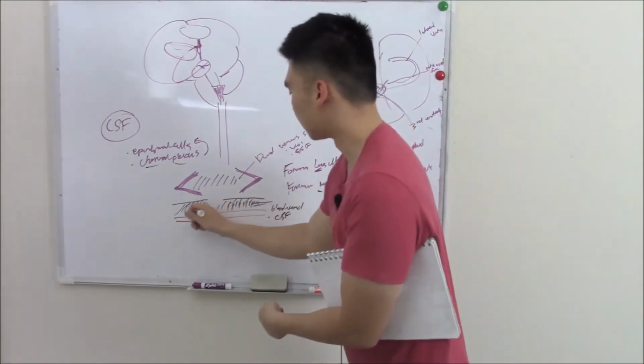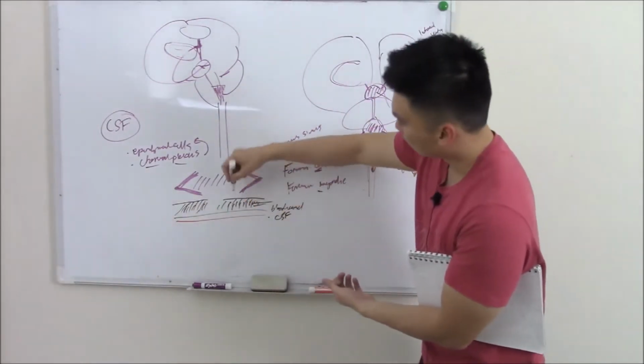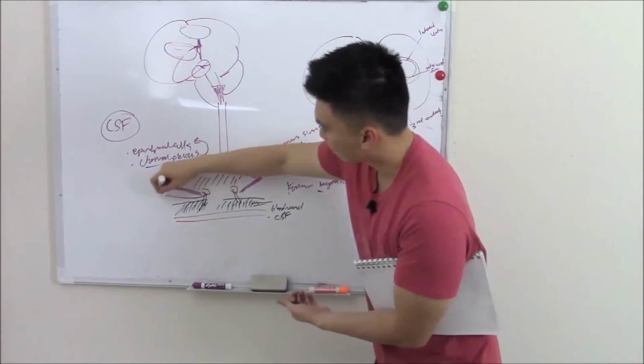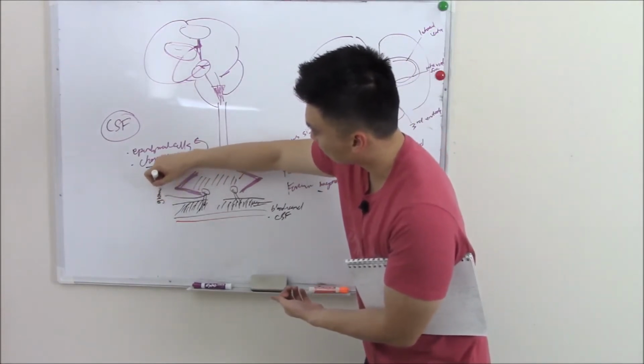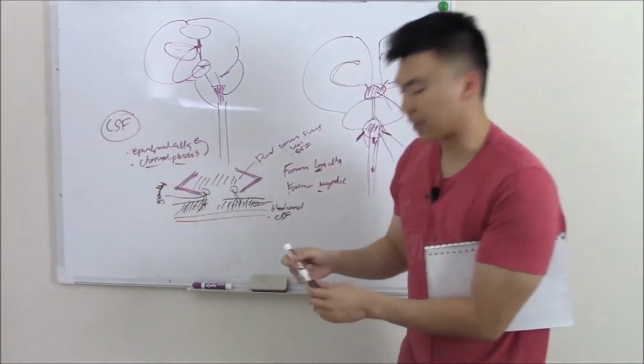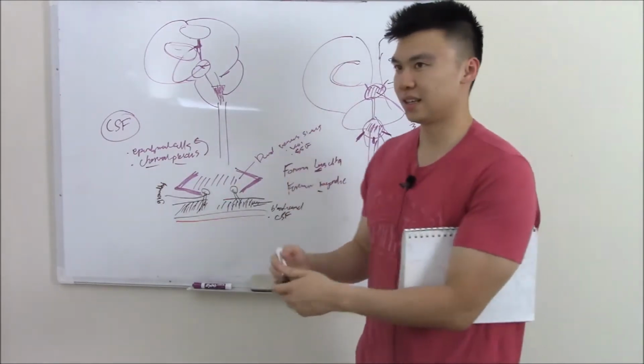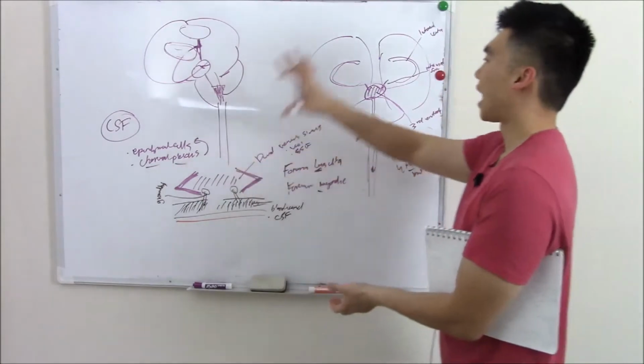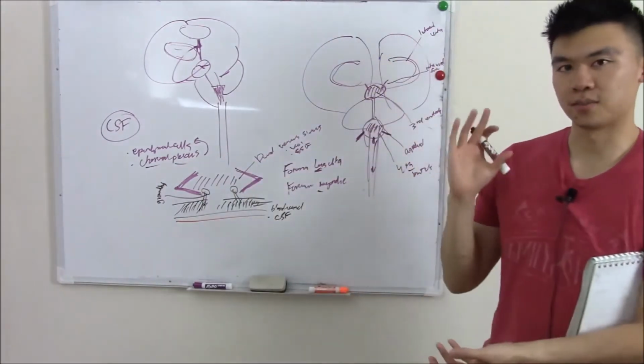That's where all your CSF is. And how does it get to the dural venous sinus, where it eventually needs to drain? We said it gets there via these projections called granulations, subarachnoid granulations. Again, hopefully that's more of a review than learning something new. Otherwise, I didn't do my job. That is how your ventricular system works.